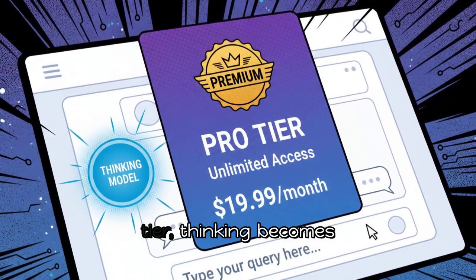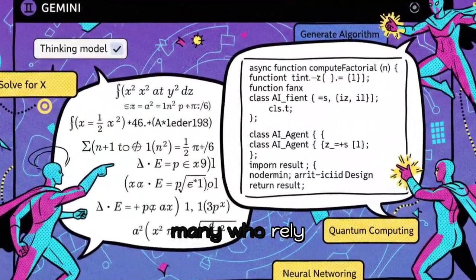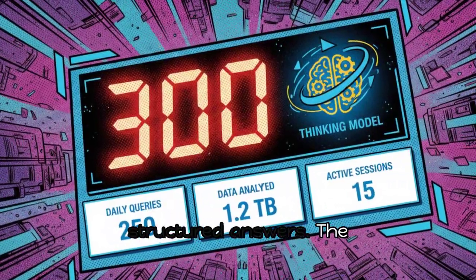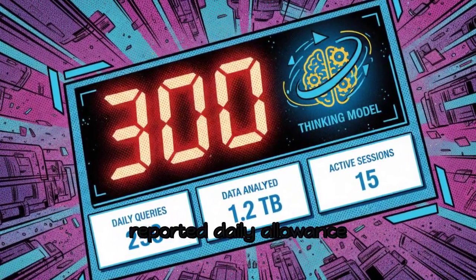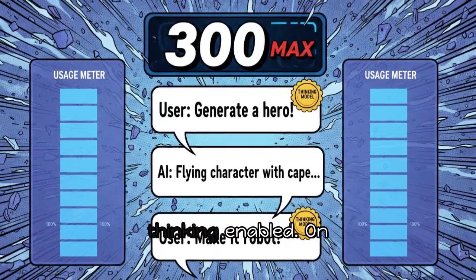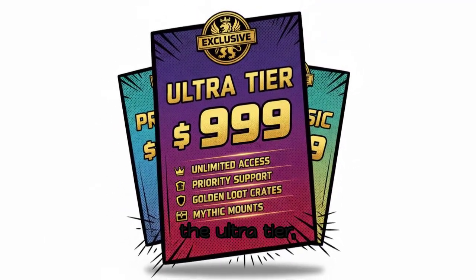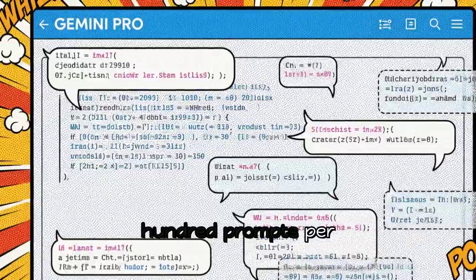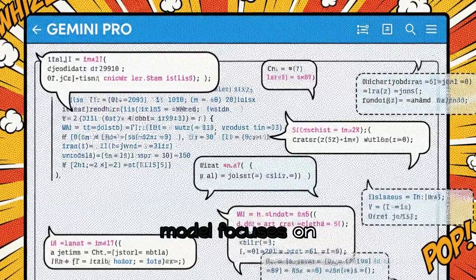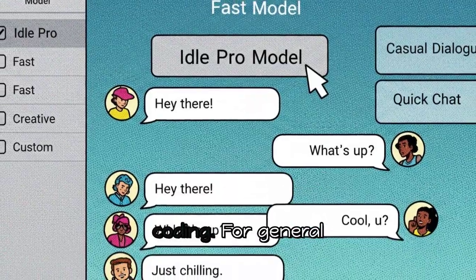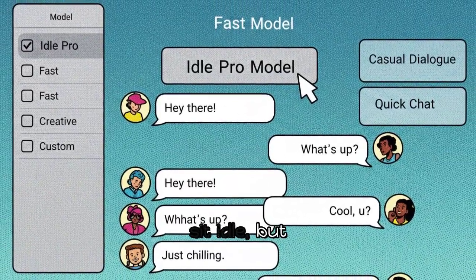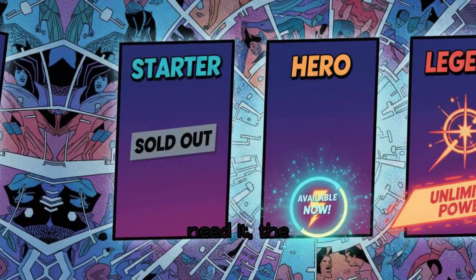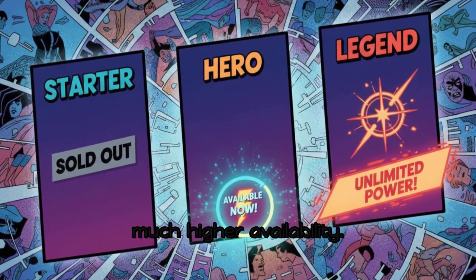On the Pro tier, thinking becomes the default for many who rely on deeper, better structured answers. The reported daily allowance is around 300 prompts with thinking enabled. On the Ultra tier, that allowance rises to something like 1,500 prompts per day. The Pro model focuses on advanced mathematics and coding. For general use, it may sit idle, but for those who need it, the paid tiers provide much higher availability.